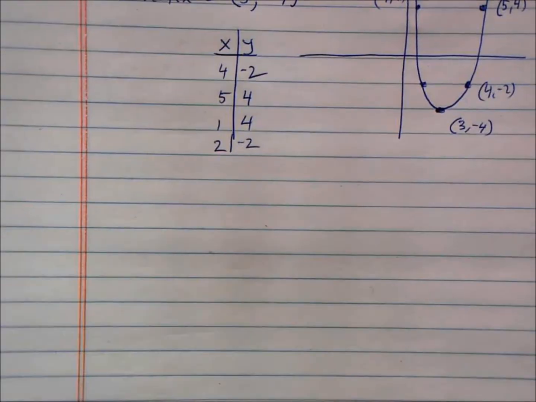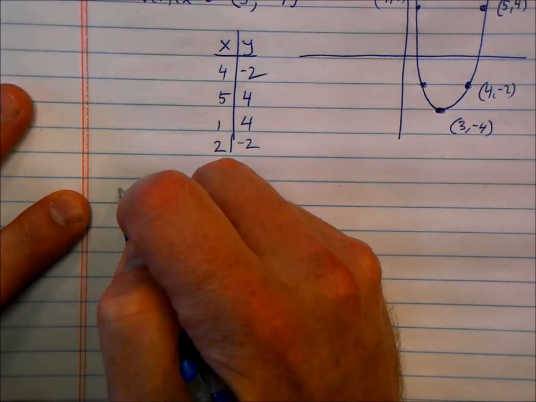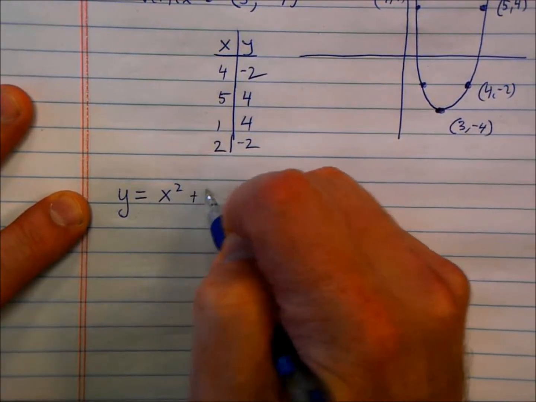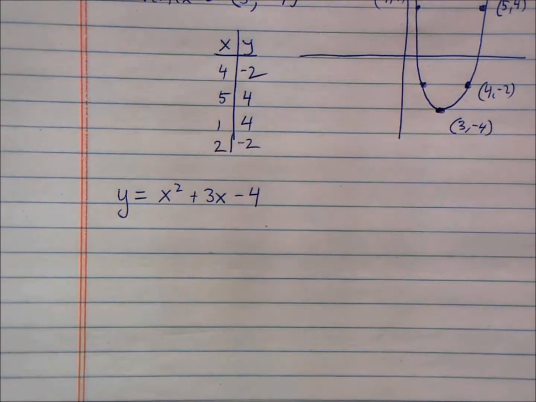Okay, so what we're going to do today is something very similar, except our parabolas are going to be given in a different form. We might have something like y equals x squared plus 3x minus 4.